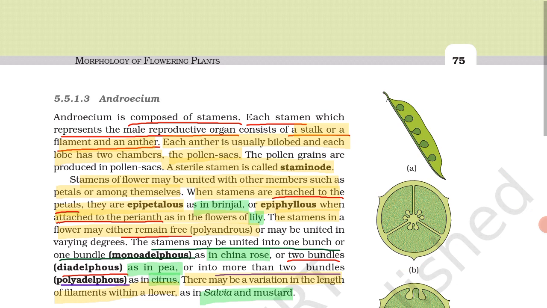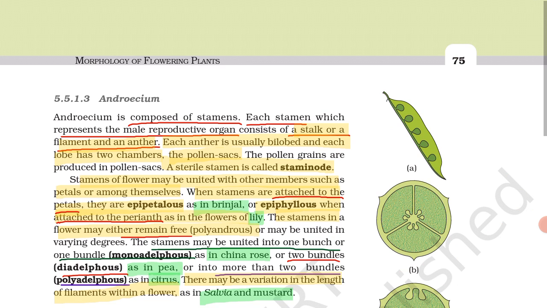Epipetalous is seen in brinjal plants, and epiphyllous is seen in lily plant. So the example of epiphyllous is lily, and the example of epipetalous is brinjal.